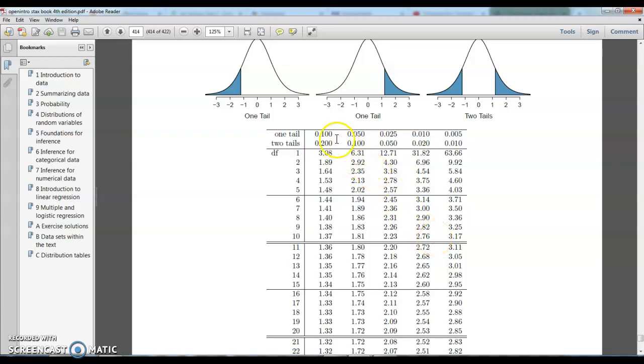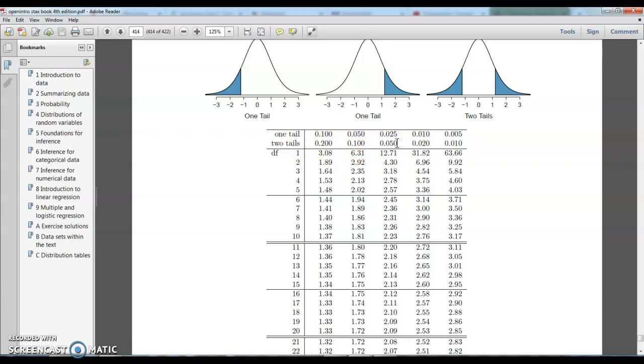The probabilities are listed here at the top, and they're based on whether or not you have a one-tail or two-tail test. There's only a couple probabilities listed because we usually only need just these ones. These are the ones we usually use, right? So say you have a one-tailed t-test and alpha is set to 0.05, you would use this column here. If you had a two-tailed t-test and alpha was set to 0.05, you would actually use this column here.